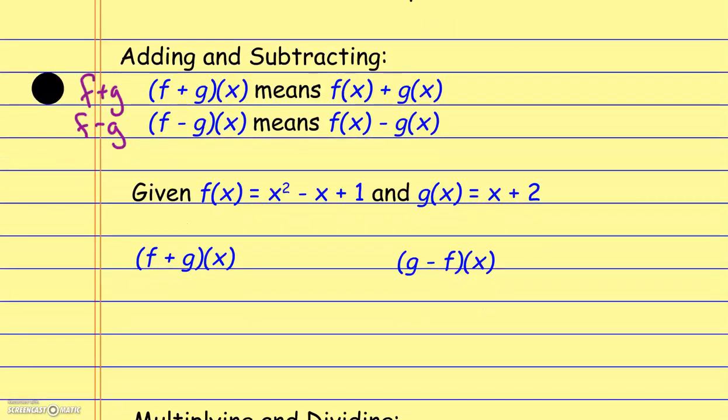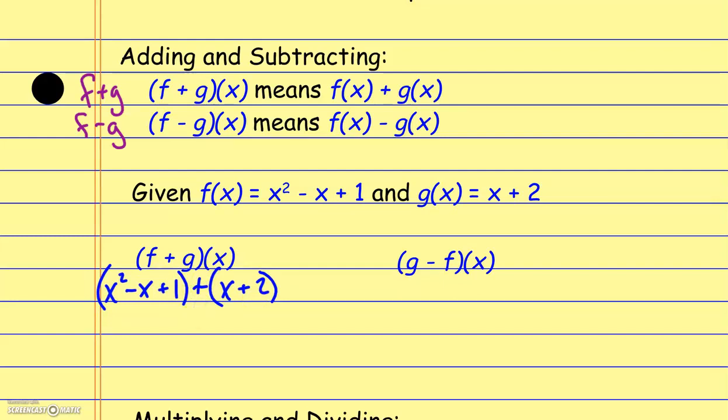For example, if I have f plus g of x, it's telling me to take the f function, which is x squared minus x plus 1, and the g function, which is x plus 2, and essentially take those two functions and add them together. All right, that's all this is telling me to do. It's telling me to add these two functions together.